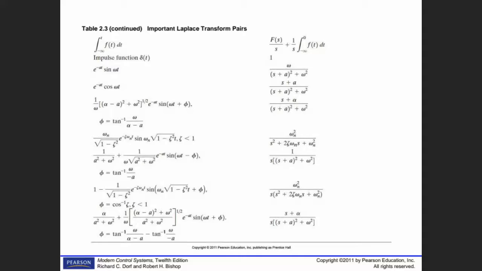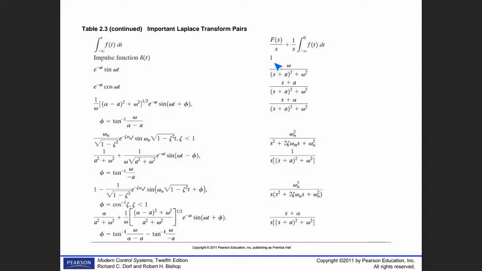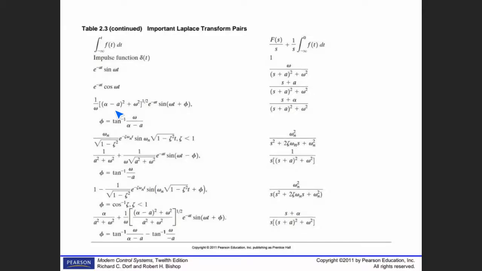And also, if we continue in this manner, integral means 1 over s, by the way. If you see a definite integral, you can see that one as well. Impulse function is 1, you remember that. These are exponential function times sine omega t, and exponential times cosine omega t. Some complex equations are already given here. That one we are going to use, by the way.